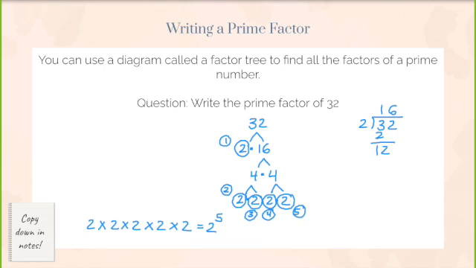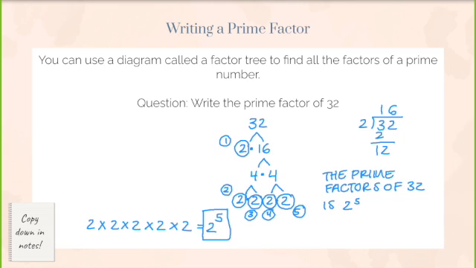And so the prime factors of 32 is 2 to the power of 5. So I can write that as my answer. The prime factors of 32 is 2 to the power of 5.